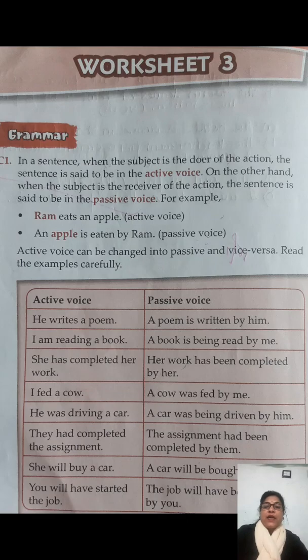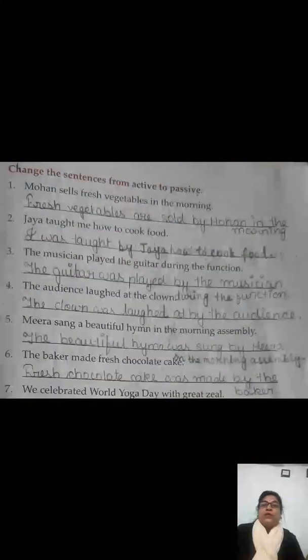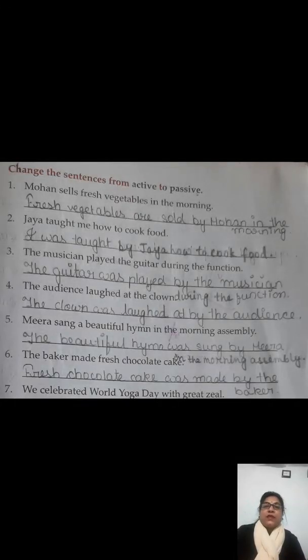She will buy a car. It is in future tense. A car will be bought by her. You will have started the job. This sentence is in the future perfect tense. The job will have been started by you. Now come to the next exercise. Change the sentences from active to passive.